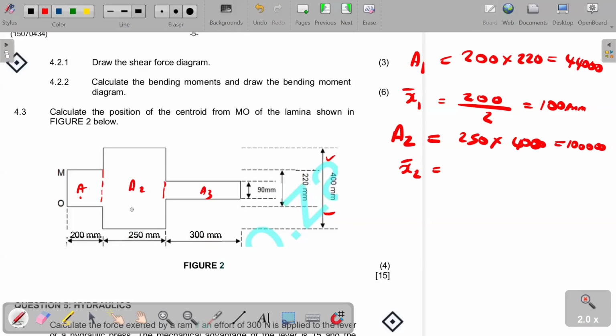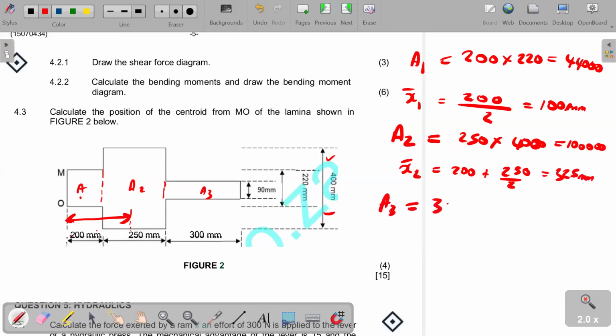It's going to be given by, of course, here we know that it's going to be 250 divided by 2, but we need to add from where it's coming from, right? From here up to here. So it's going to be 200 plus 250 over 2. And that in turn gives us 325 millimeters. Right, moving on to A3.